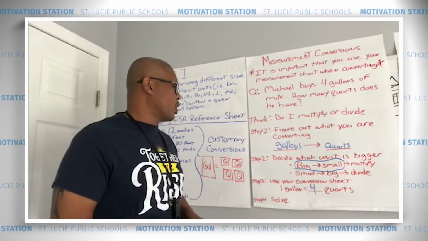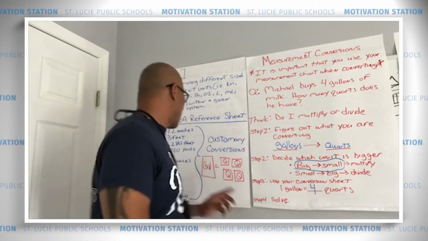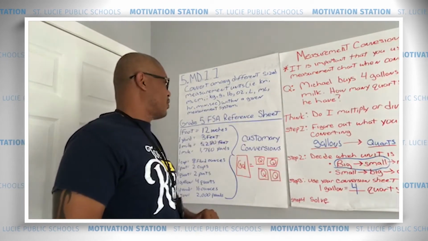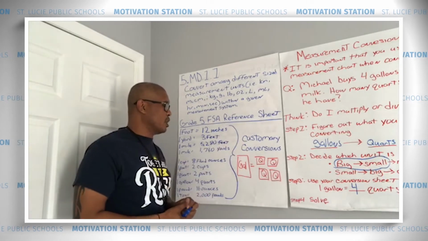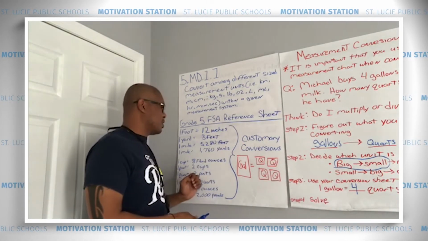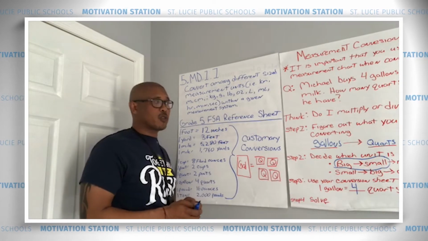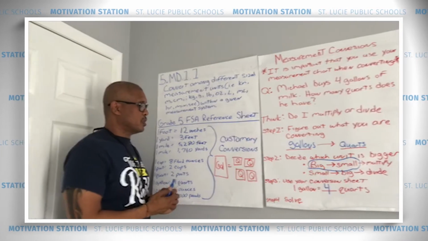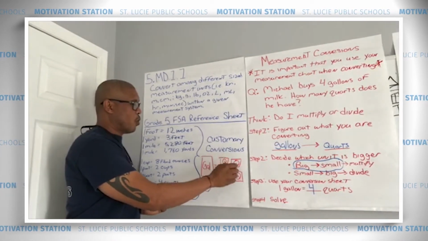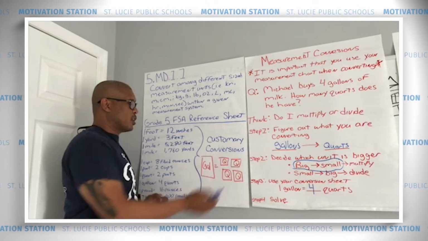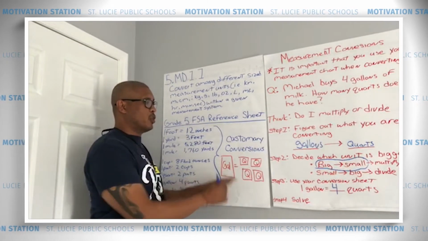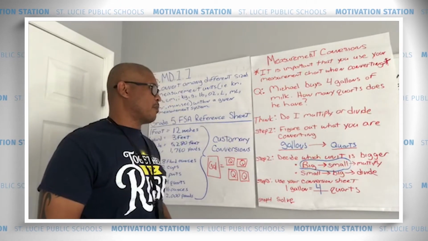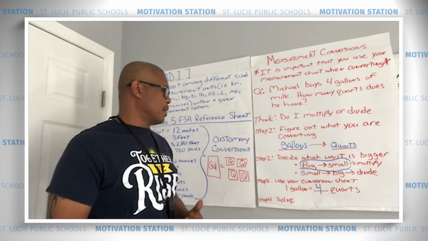Step 3, we're going to use our conversion sheet. As always, use your conversion sheet. I have mine right here. Now I'm going to go back so I can visually show you. Here it says 1 gallon equals 4 quarts. So here's my gallon I drew out, and this equals 4 quarts. So it looks like I'm going from a larger unit of measurement to a smaller unit of measurement, so that means I'm going to multiply.